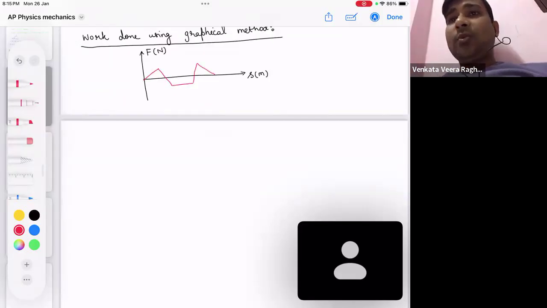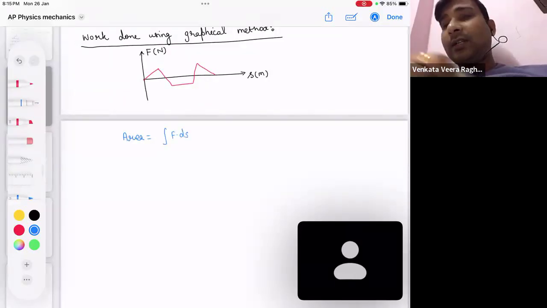Now tell me, what is the area representing here? Can you tell me what the area under the graph represents? Can I say the area under the graph will represent F dot ds? So it means the area under the graph, which is F dot ds, gives us the work done.